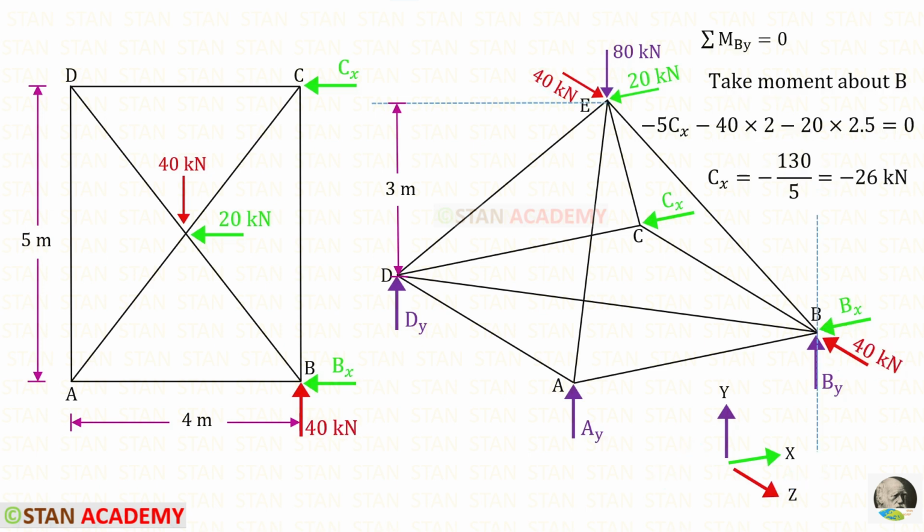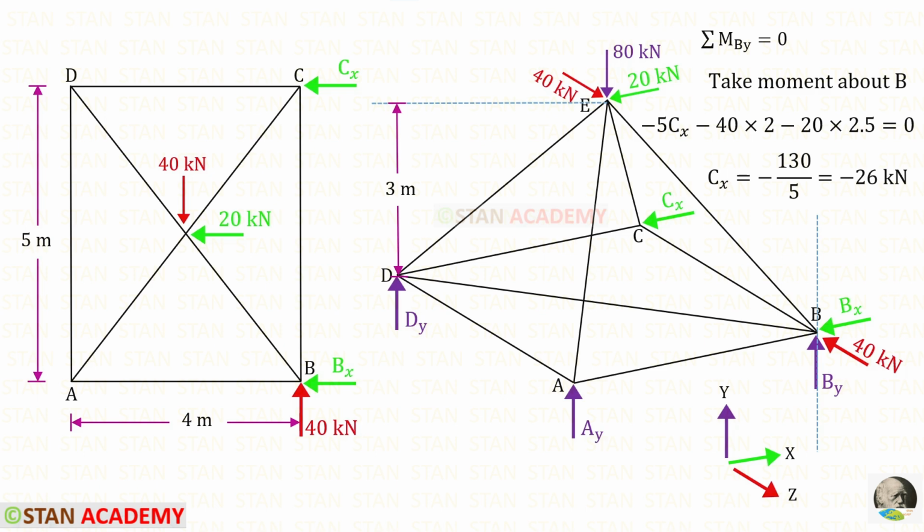Let us take a moment about B in the y direction. Along the point B, we have to draw a line in the y direction. When we take moment in the y direction, we should not take any load or reaction in the y direction. Also, along this line, we should not take anything. There are 3 remaining: 40 kilonewton, 20 kilonewton and Cx. Same as the previous numerical, it will be easy when we look at the top view.